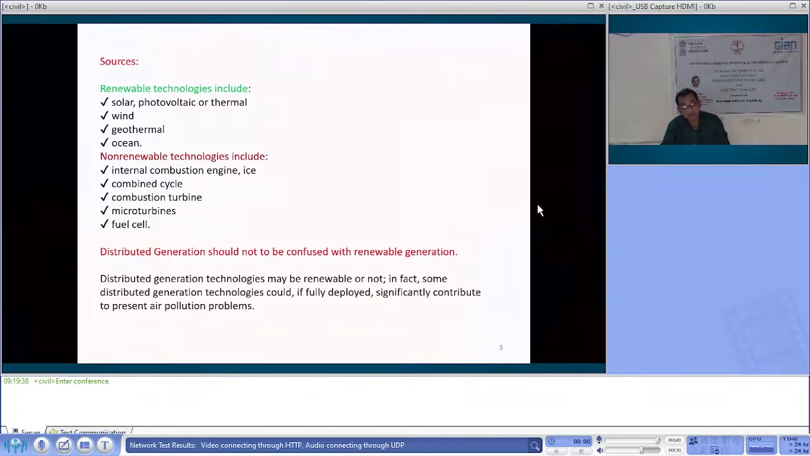So many times students are confused about distributed generation. The term distributed generation should not be confused with only renewable. It has both renewable plus non-renewable. Okay, that is in brief.